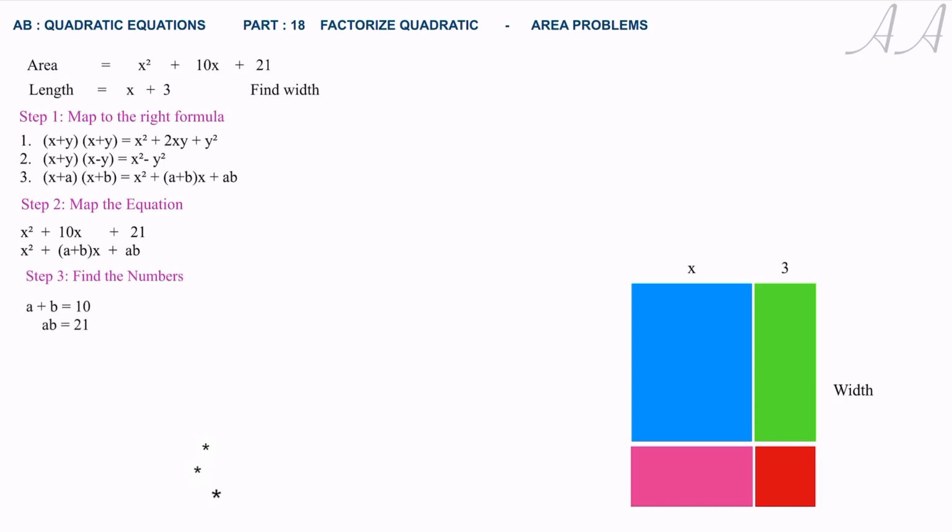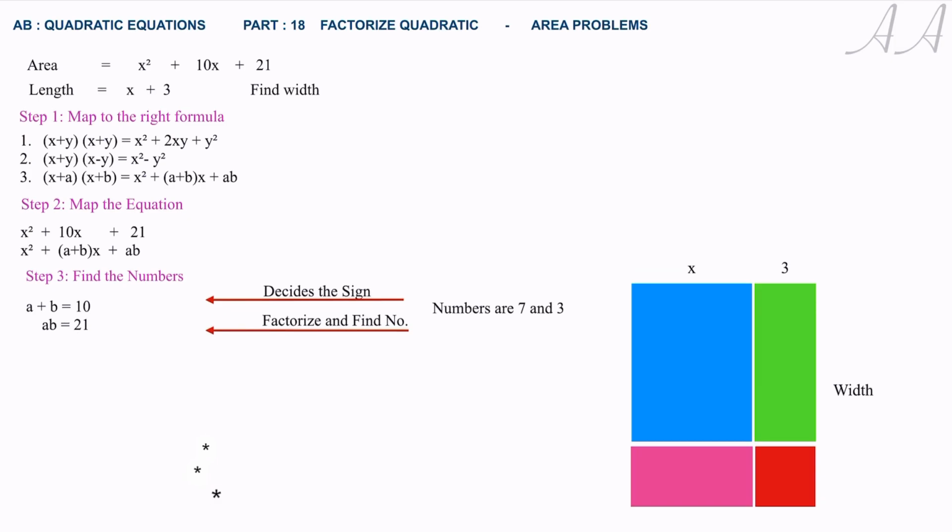Step 3 is finding the numbers. We can see that 10 is equal to a plus b, or a plus b is equal to 10, because 10 is right above a plus b. And ab is equal to 21 because 21 is right above ab. So a plus b is 10 and ab is 21.